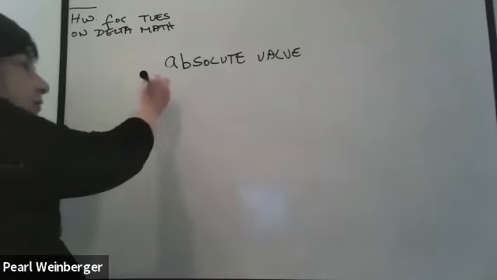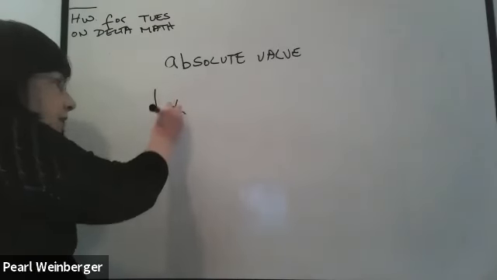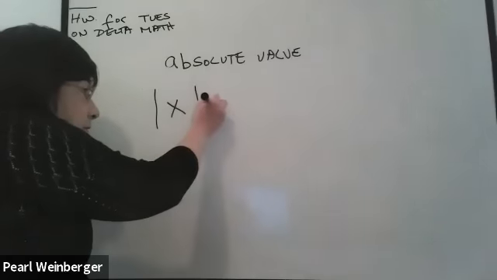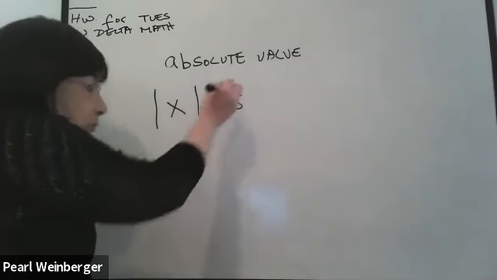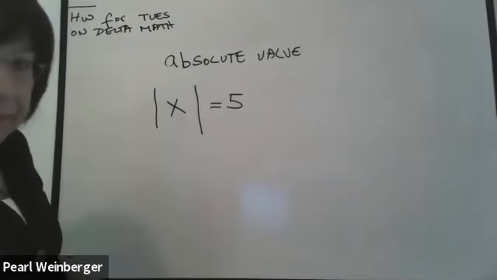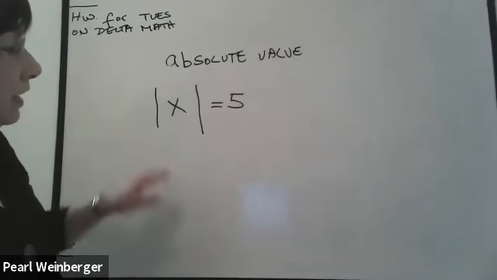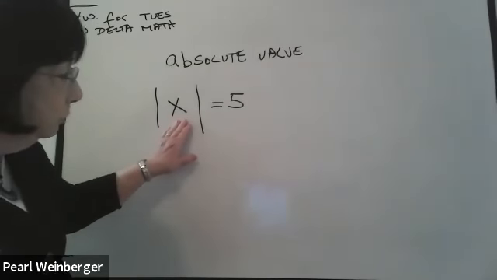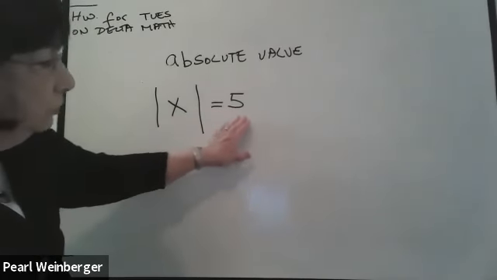What if I gave you an equation that looks like this? I'm starting with a really easy equation. What if I gave you the equation, the absolute value of x equals 5? Would x be -5? It can never be a negative.